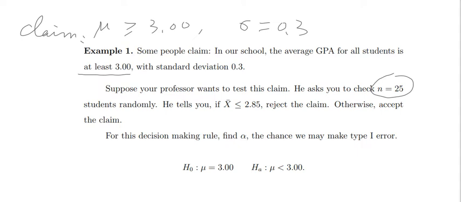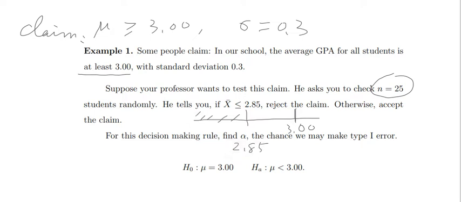So for our decision-making rule, I just put the cutoff point. They say at least 3.0, so I just put 3.0 as a cutoff point. We put a cutoff point here, the 2.85. So if x-bar falls in this part, 2.58.